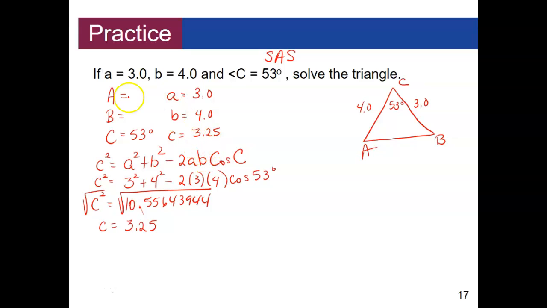Now we're left with finding angle A and angle B. So we'll just pick one of these. If I'm going to find angle A, then I'm going to need to use the one that starts out A squared equals B squared plus C squared minus 2BC cosine of A. Okay, so this is the one we're going to use if we're solving for angle A. So I'm going to plug everything in. A is 3, B is 4, C is 3.25. That's the one that we solved for.